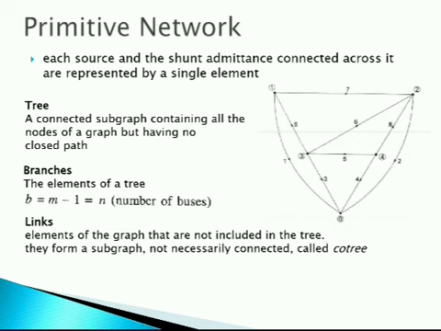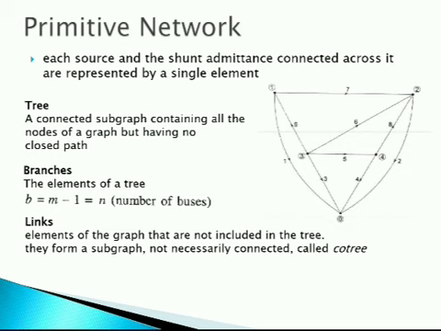Okay, now the number of branches should be equal to the number of buses, or the number of non-zero buses. So the number of branches b equals m minus 1, which is equal to small n. Now, links. What are the links?